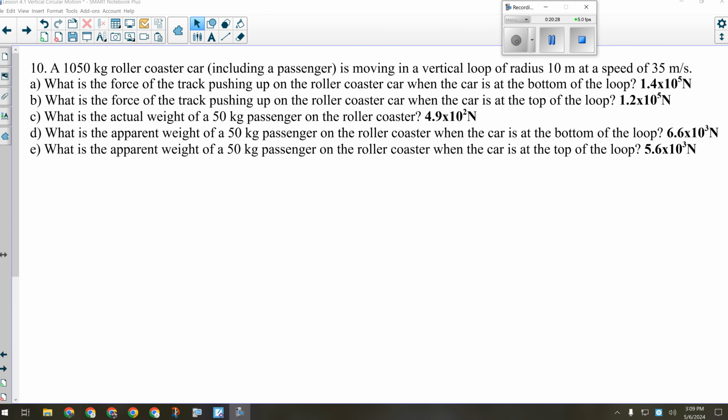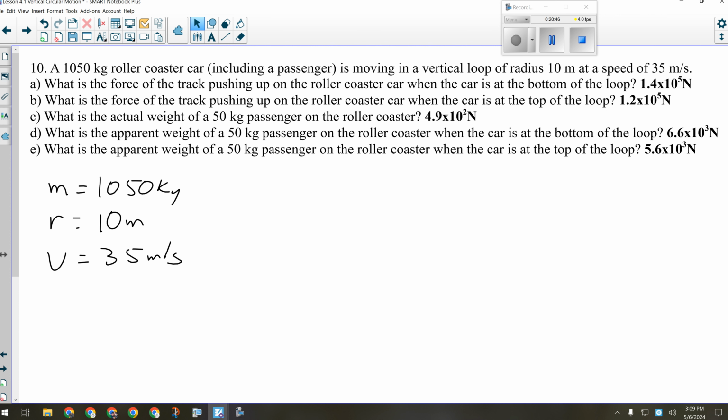Okay guys, so let's have a look at this one here. So they're telling us the radius and the mass right off the bat. So we know the mass is 1,050 kilograms, and they tell us that the radius of the loop is 10 meters. And they tell us the speed. All right, so first one is they want to know the force of the track pushing up on the roller coaster when the car is at the bottom of the loop.